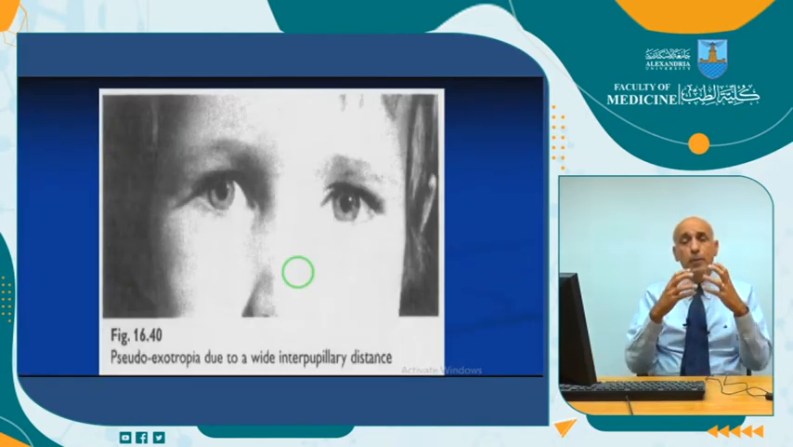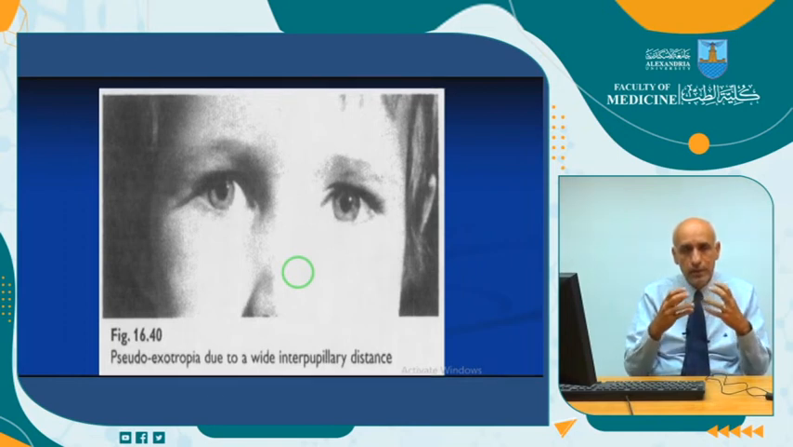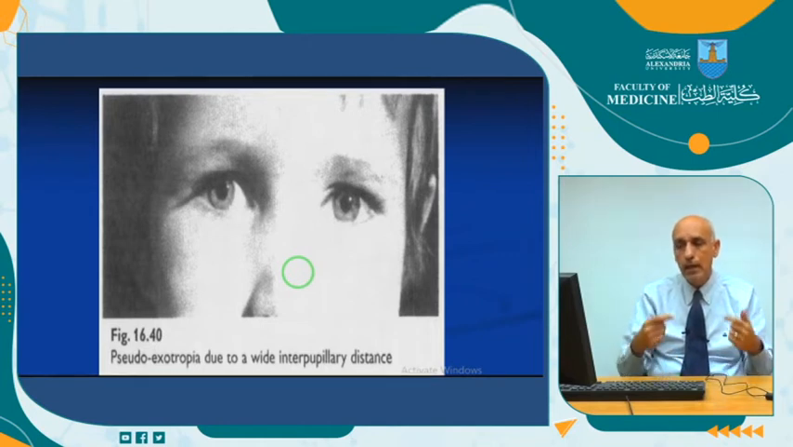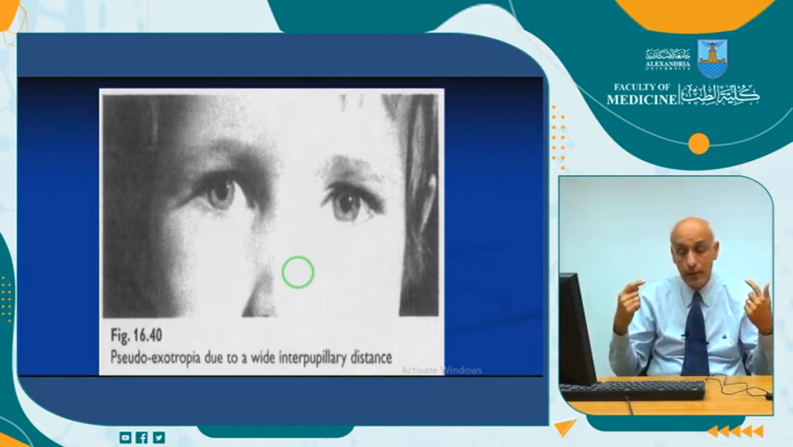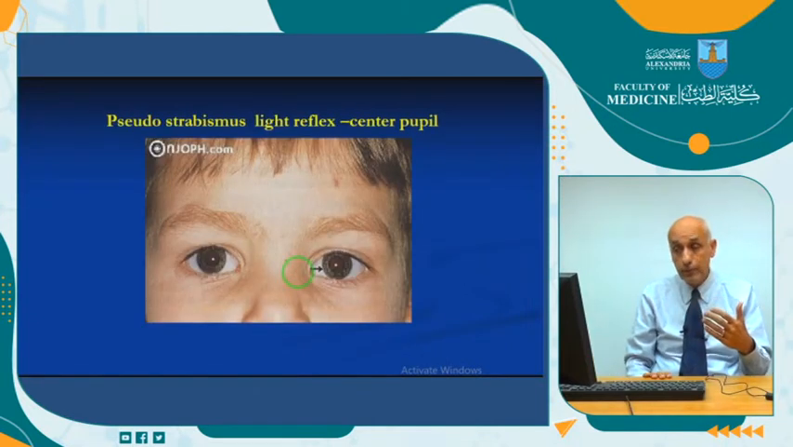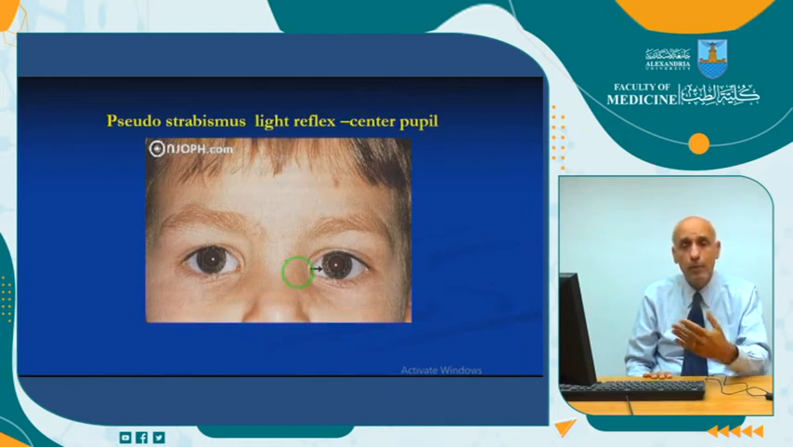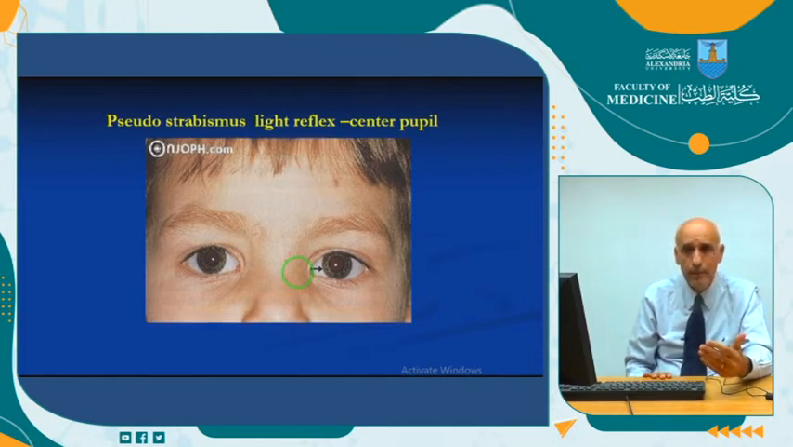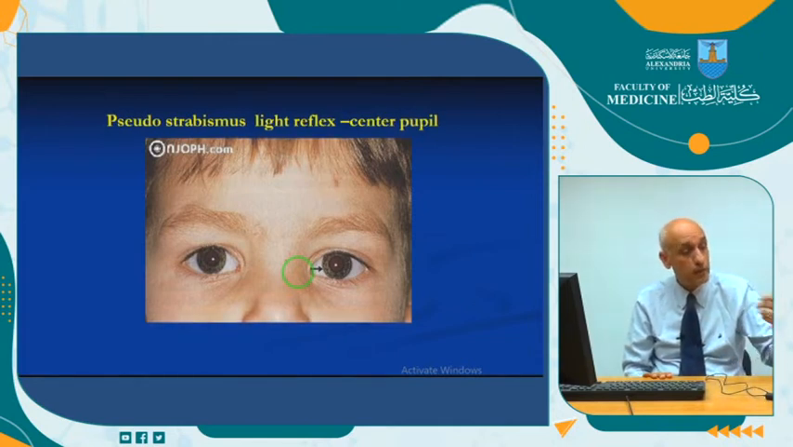Sometimes the patient gives you a false sensation that he has a squint, and this is what we call pseudo squint, because he has a wide interpupillary distance, or he has what we call epicanthus, or this fold is large. This is very common in children, and it is a very common presentation for the mother or the family looking at your child and telling you, your child has a squint, look at how he's looking.